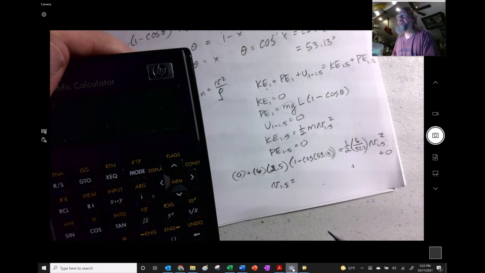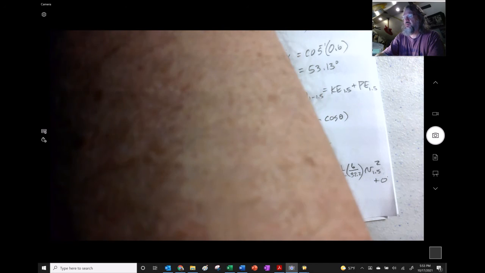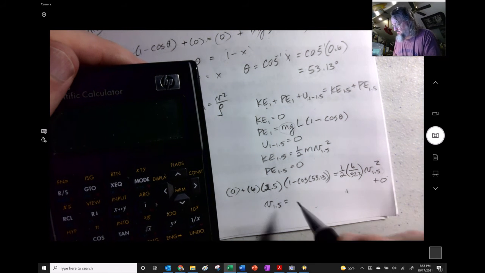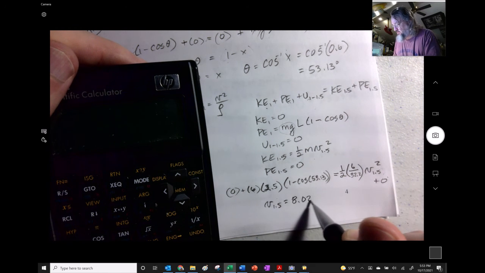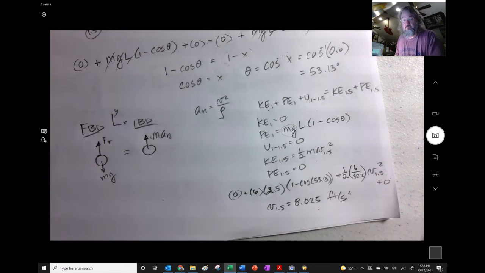And did I get the right answer? I'm not looking at the right page over here in my Excel. Let's see. 8.025. And these should be feet per second.